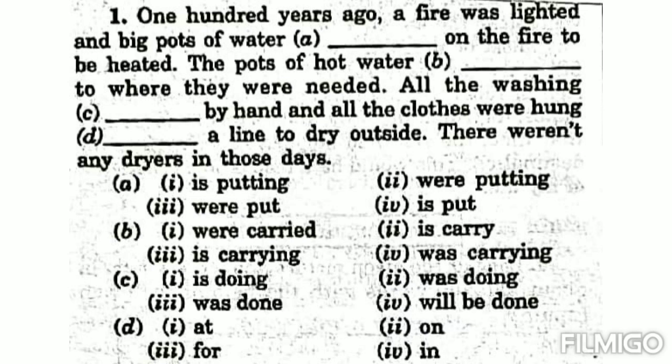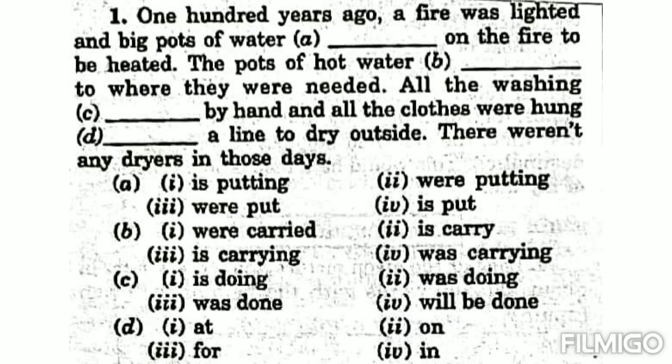All the washing blank. This is C point. By hand and all the clothes were hung blank. This is D point. A line to dry out. There weren't any dryers in those days. So this was the paragraph, students.